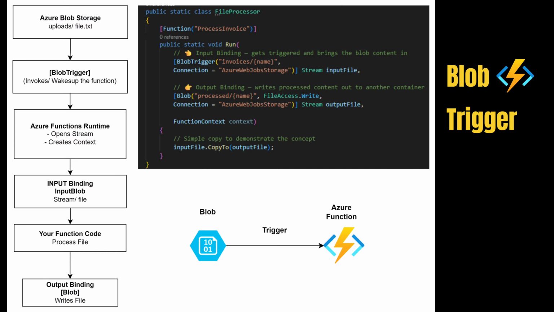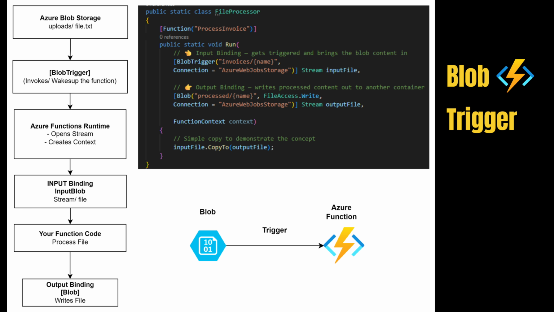If you want to visualize it, the input is a blob. That's what triggers the Azure function. So that's the scenario that we're discussing. Whenever a file lands in this Azure blob storage, which is specified by this particular connection and into this container called invoices container, that's when this function is triggered. So the blob trigger wakes up the Azure function. The Azure function runtime opens the stream.